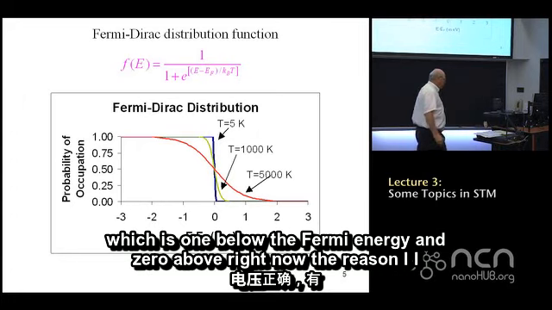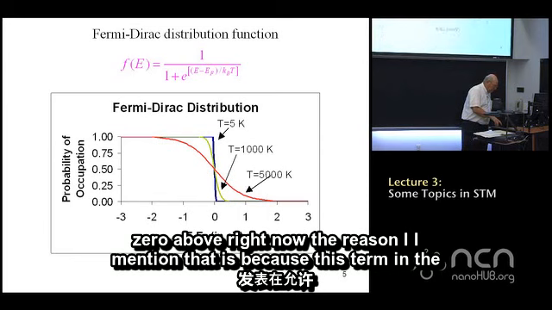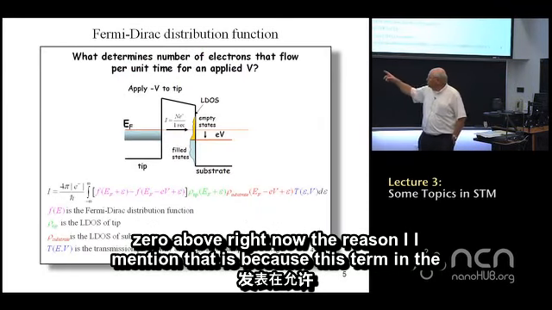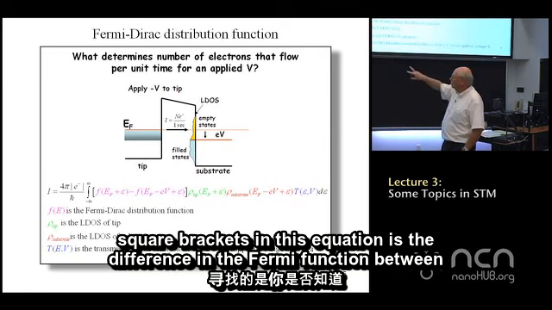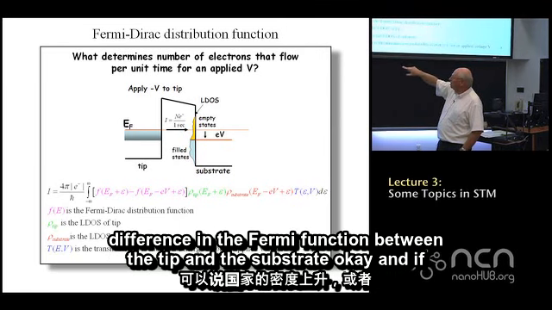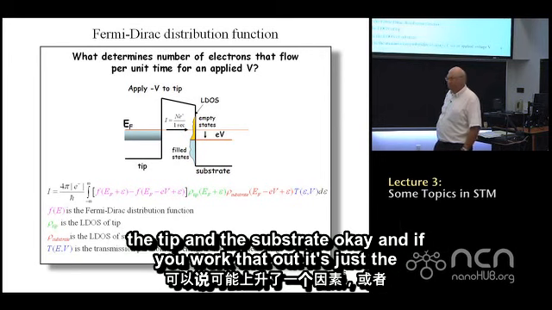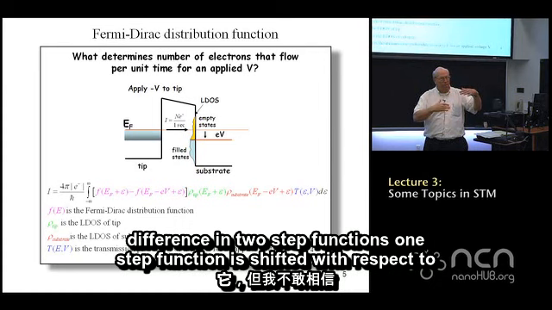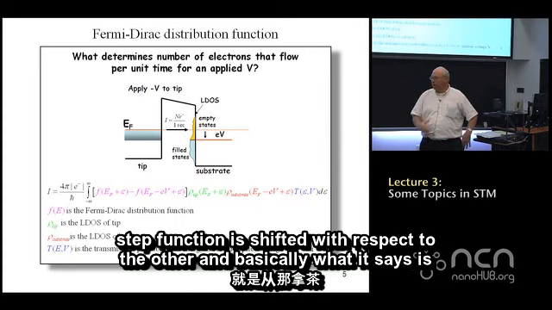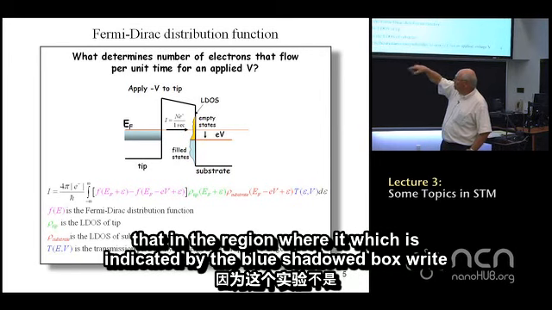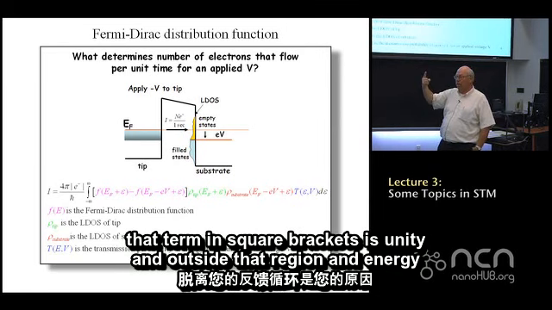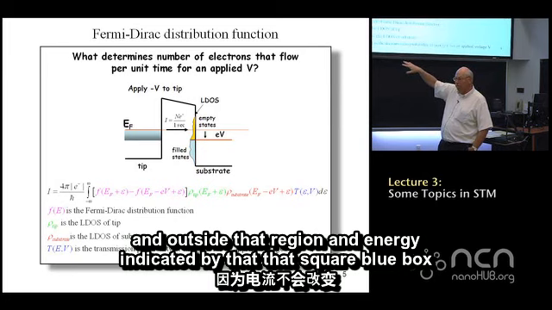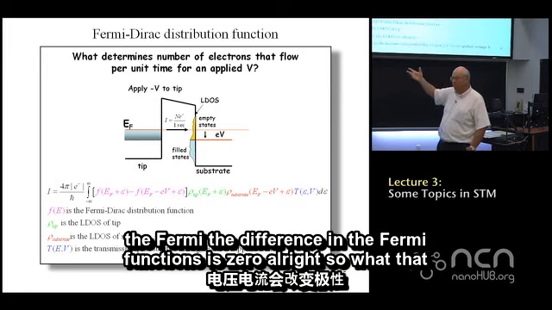Now, the reason I mention that is because this term in the square brackets in this equation is the difference in the Fermi function between the tip and the substrate, okay? And if you work that out, it's just the difference in two step functions. One step function is shifted with respect to the other. And basically what it says is that in the region which is indicated by the blue shadowed box, that term in square brackets is unity. And outside that region in energy, indicated by that square blue box, the difference in the Fermi functions is 0, right?